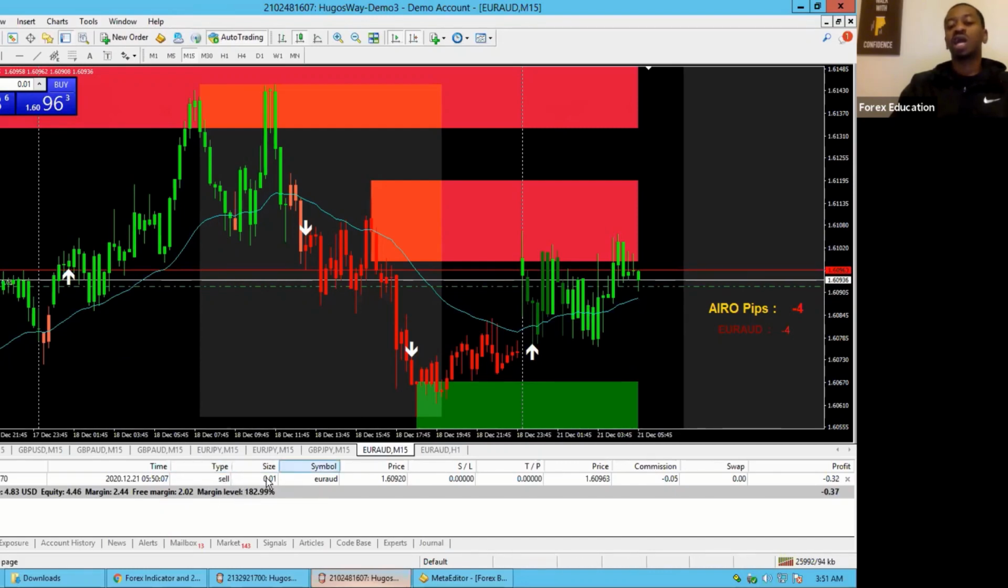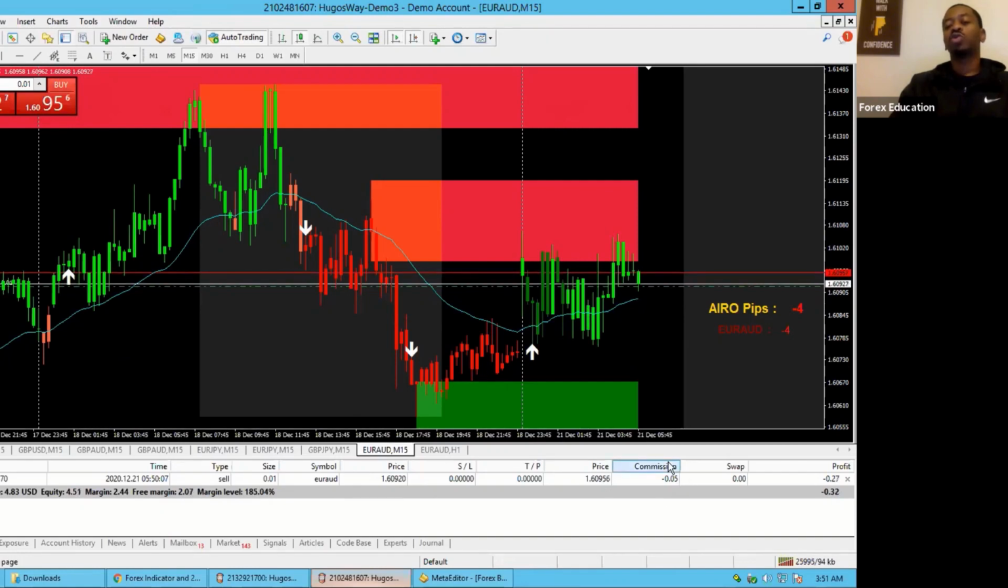It's going to tell you your size, which is the lot size you utilize. It's going to tell you the symbol, which is the Forex pair you're trading. We're trading the Euro Aussie dollar. It's going to tell you what price you got in at, your stop loss and your take profit if you set them. It's also going to give you the current price, which is always moving up and down.